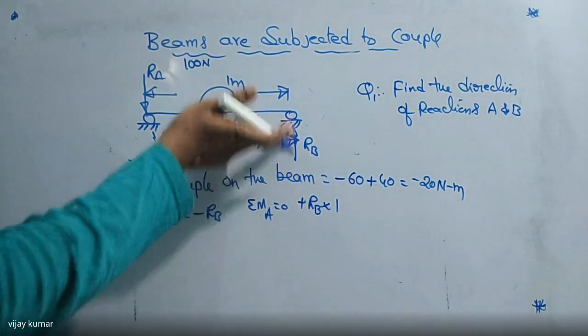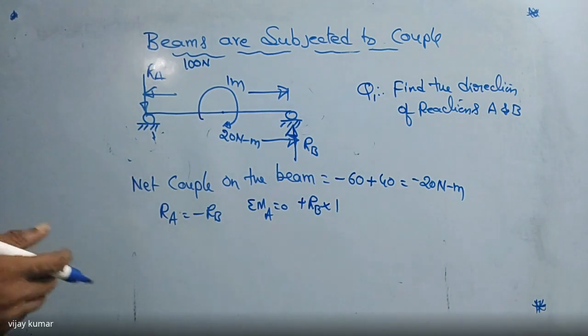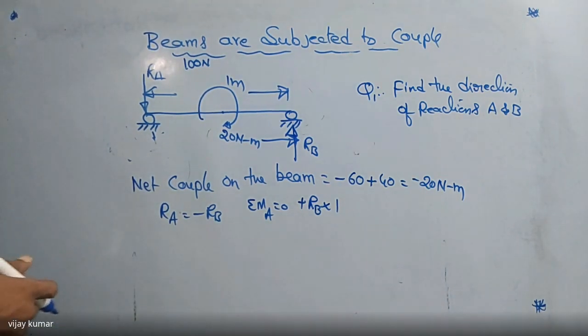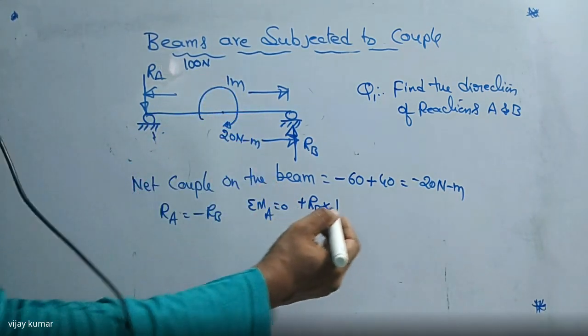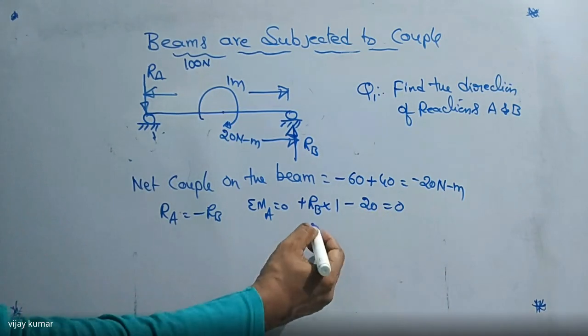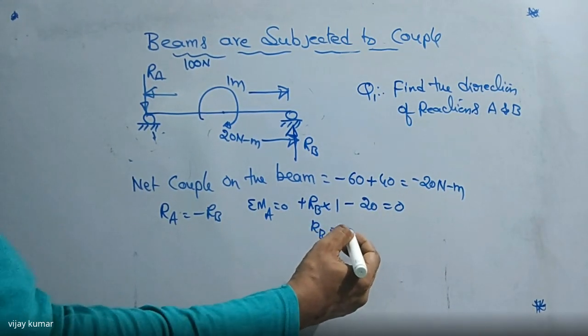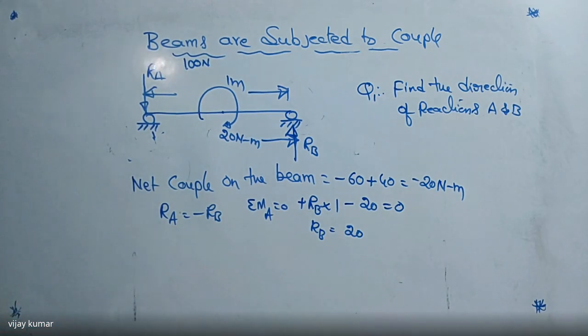Why? Because this force is moving in the anti-clockwise direction, that is upward direction. Moment is positive. Then here one more couple is there. Couple is negative, that is 20 Newton meter, must be equal to 0. Then RB is equal to how much? 20. And RA is also equal to how much? 20. Did you get my point or not? So both are having same magnitude, but directions are opposite to each other.